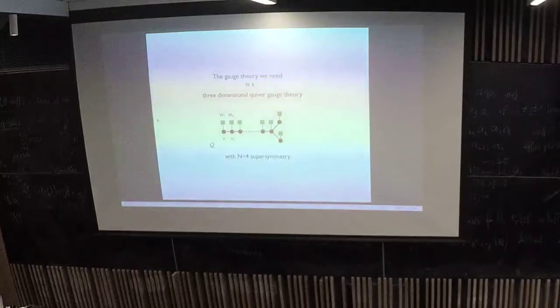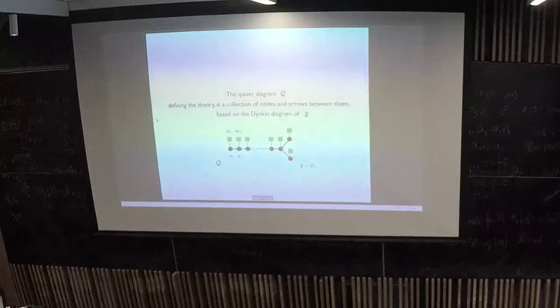So the gauge theory we'll need is a three-dimensional quiver gauge theory with N=4 supersymmetry. So the quiver that defines the theory, well, as always, is a collection of nodes and arrows between them. So the quiver will be based on the Dynkin diagram of the Lie algebra.